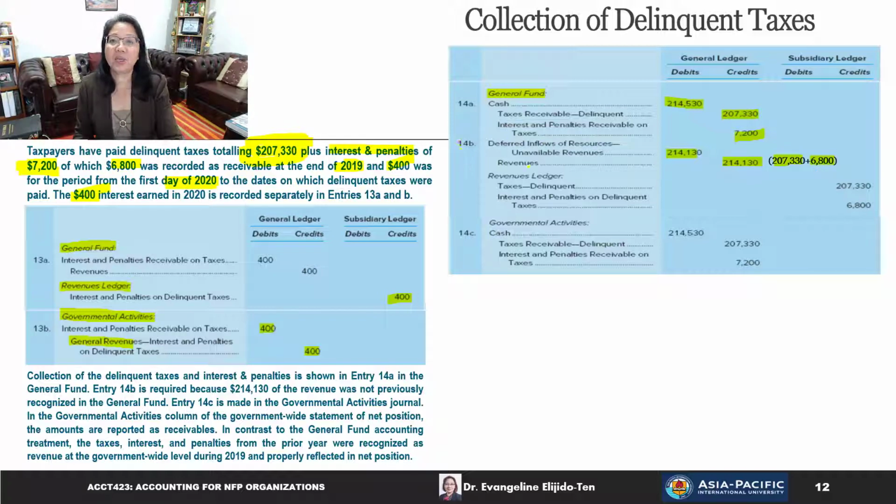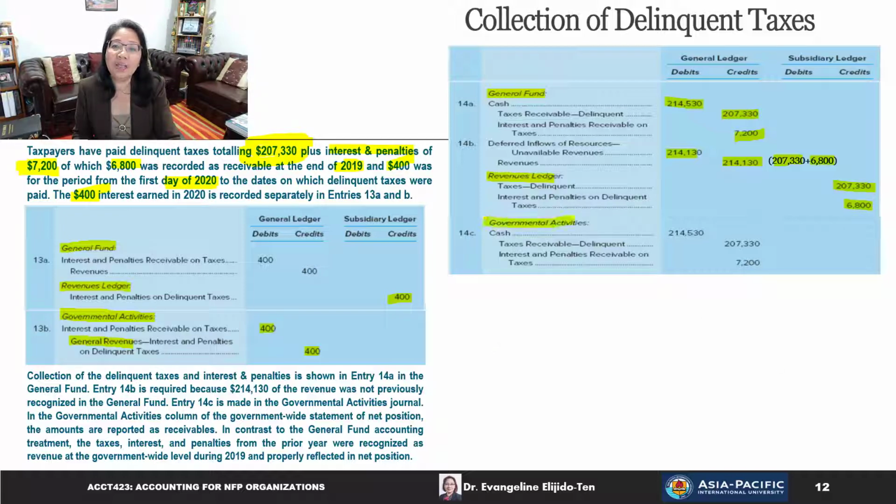All right, and we are crediting it also to revenues because it was not recorded as revenue, because remember, general fund uses modified accrual basis, and because they don't recognize the revenues until it is available, it's only in entry 14B that this is recognized as revenue. All right, and in the revenues ledger, it needs to be recorded accordingly. Credit to taxes delinquent, 207,330, and interest and penalties, 6,800.